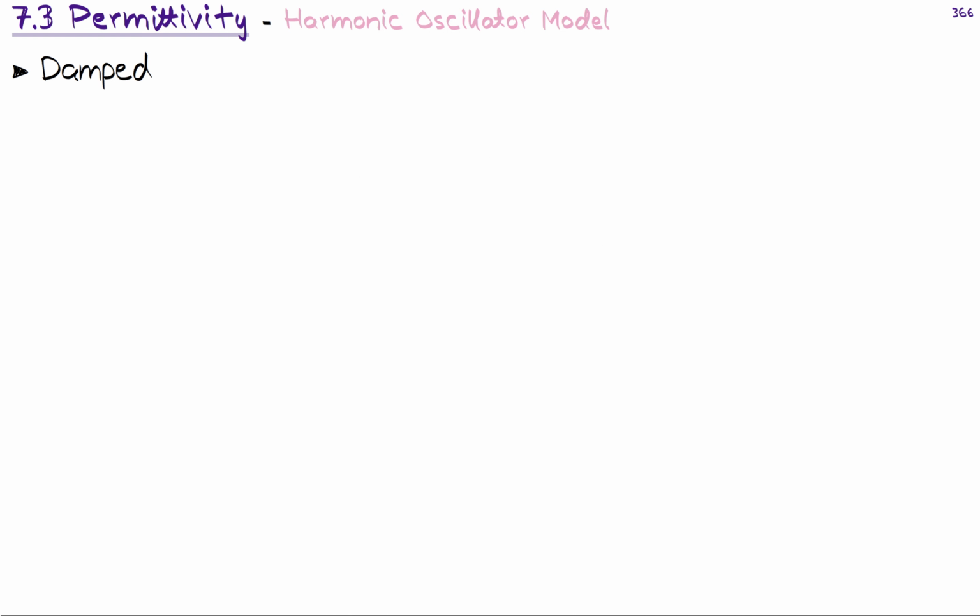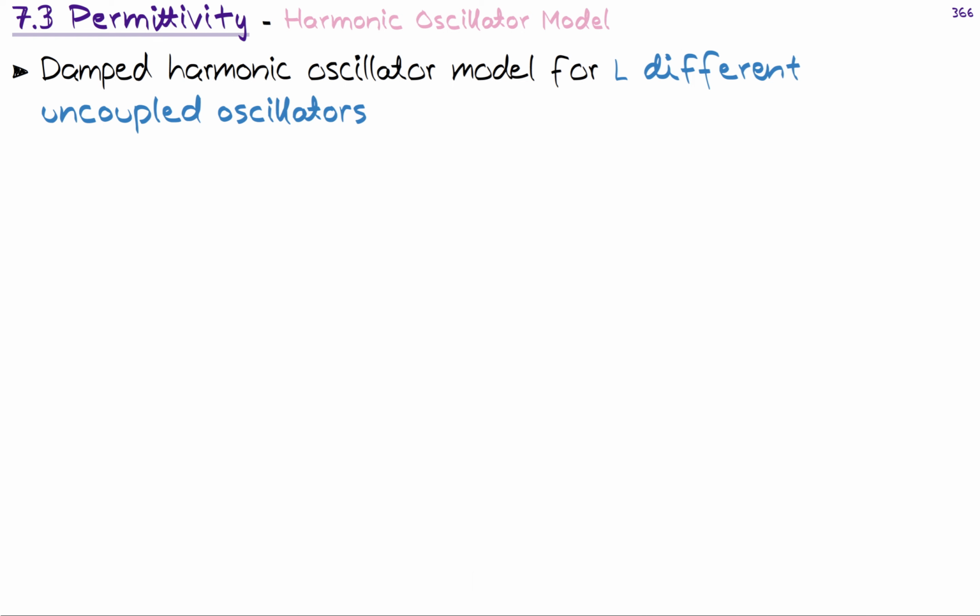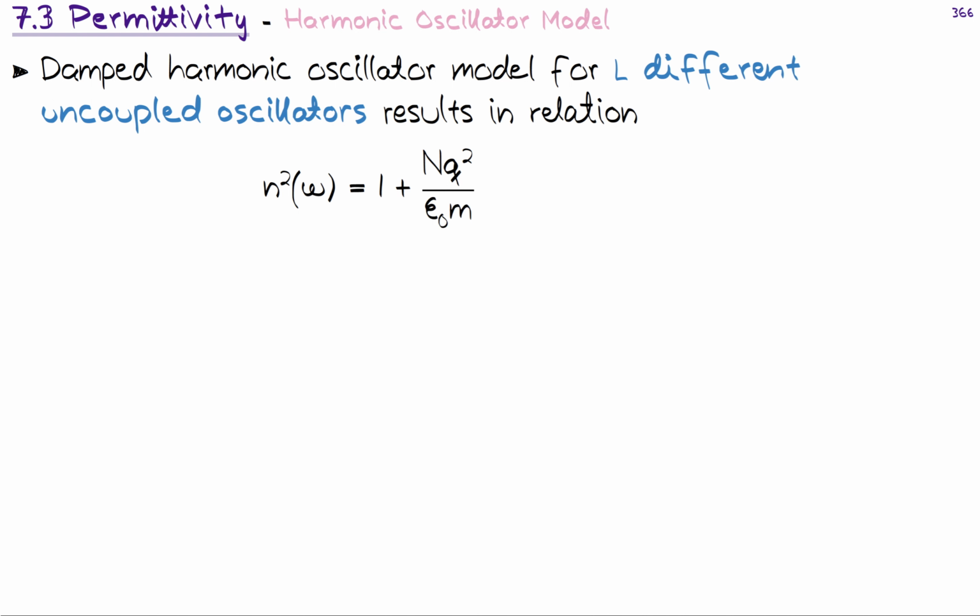So the damped harmonic oscillator model that we have just described, we can generalize to many different uncoupled harmonic oscillators, and this results in a relation where the refractive index squared is of the form 1 plus N times q squared divided by epsilon naught m. And now we sum over many resonances.